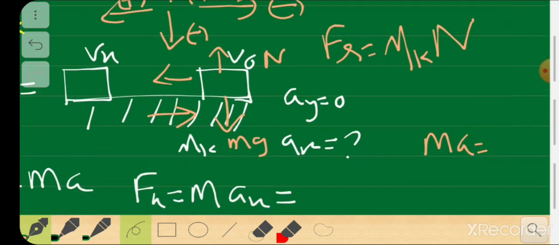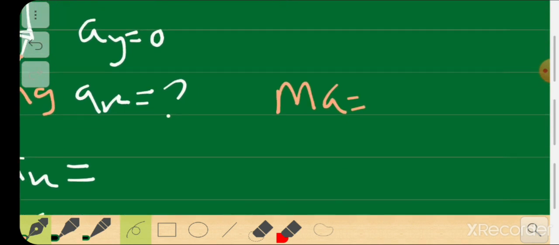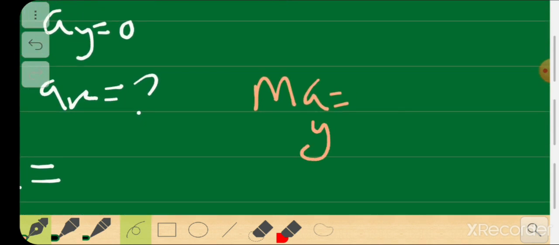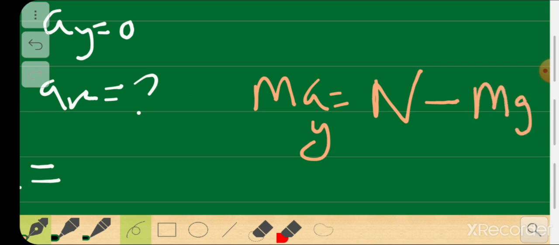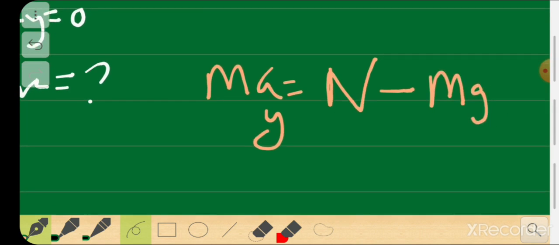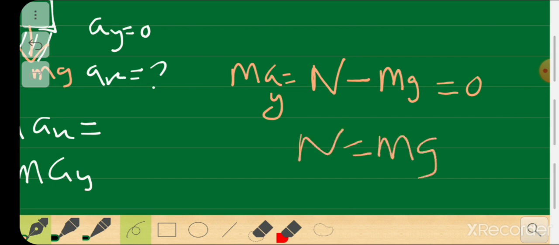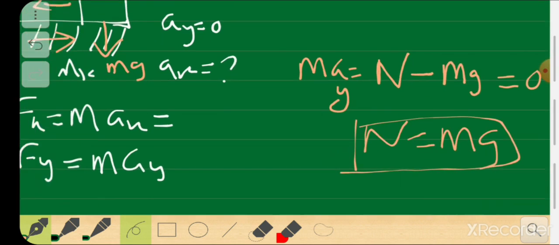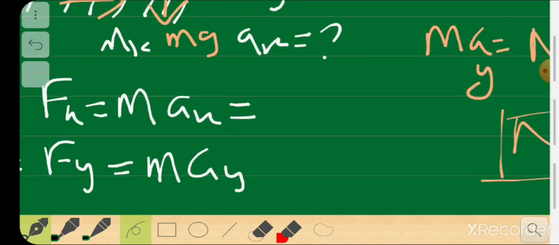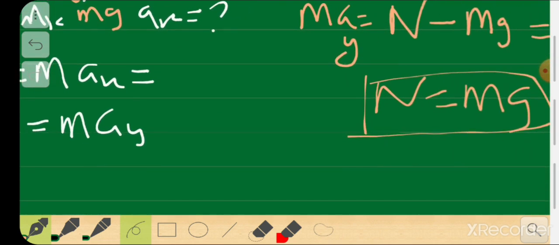So in the y-axis, we have may, which is the force. The normal force is in the positive direction, and the gravitational force is in the downwards direction. So may is N minus mg. Ay is equal to 0, there is no acceleration in the y-axis, so this is equal to 0. So N is equal to mg. We found that.